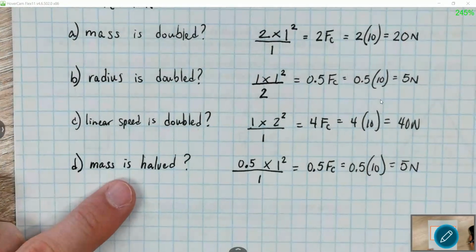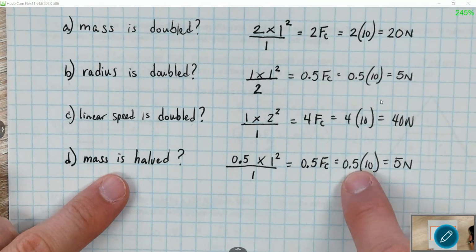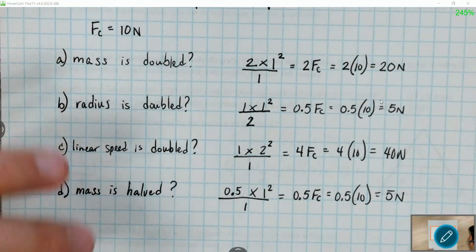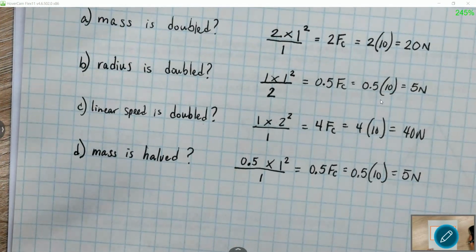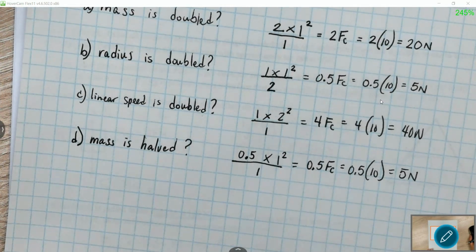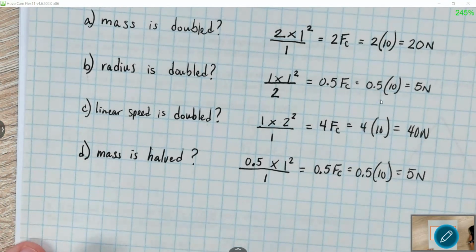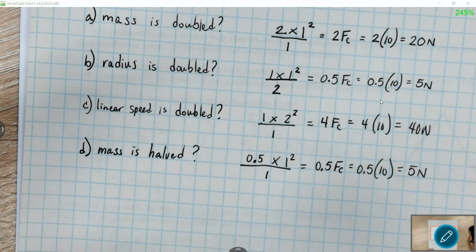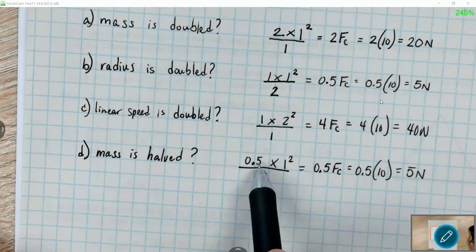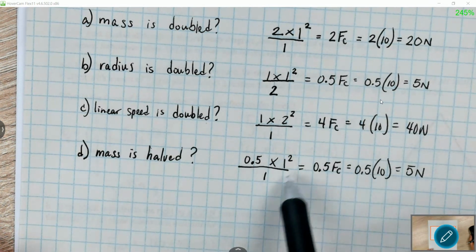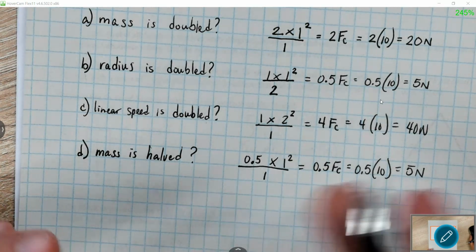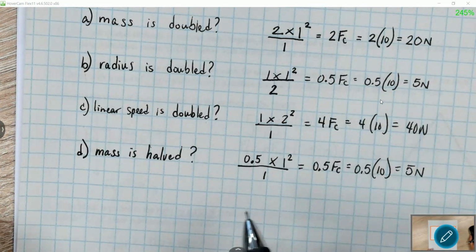So when the mass got cut in half, what happens to the force? It went from 10 to 5. It got cut in half. Again, directly proportional. Whatever the mass does, the force is going to follow. If they said the mass was 1/3 of the original, we'd have 0.33 repeating here, and the force would be 1/3 of the original, etc.